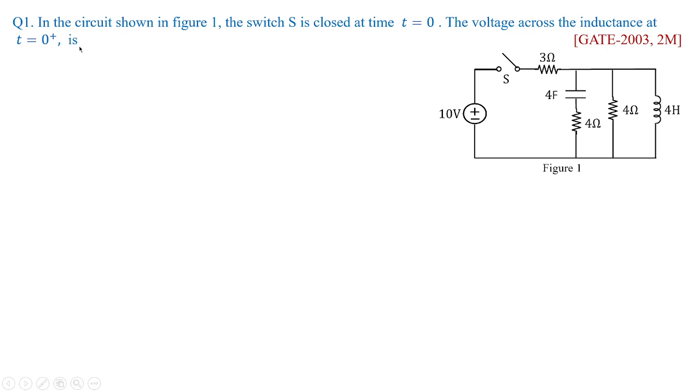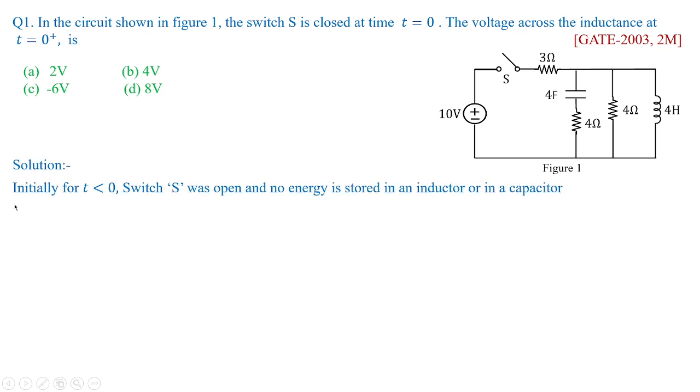So it's an initial transient analysis condition. What we need to know is the capacitor and the inductor behavior in initial conditions. As soon as the switch is closed at t equal to 0, what is going to happen at t equal to 0 plus? Based upon that, we have to calculate the voltage across the inductance. The options given were 2 volts, 4 volts, minus 6 volts, and 8 volts. So we'll go with the solution.